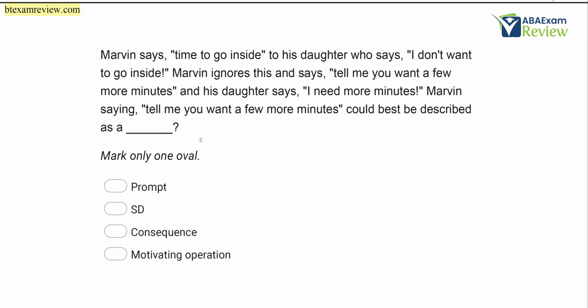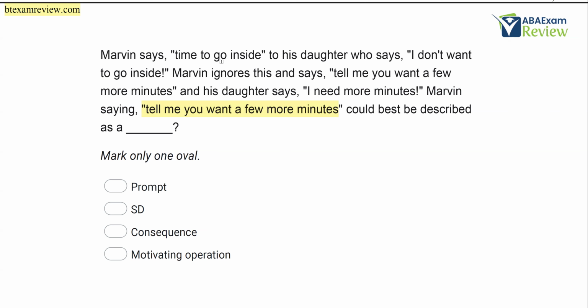Now we have an antecedent behavior consequence question, an ABC question. And when you're dealing with any sort of behavioral question, you always want to first identify where the antecedents and where the consequences are, because that's going to tell you what you need to know about the different aspects of the environment given the situation. In this case, we are looking at Marvin saying, tell me you want a few more minutes. So we need to understand in what context that is happening.